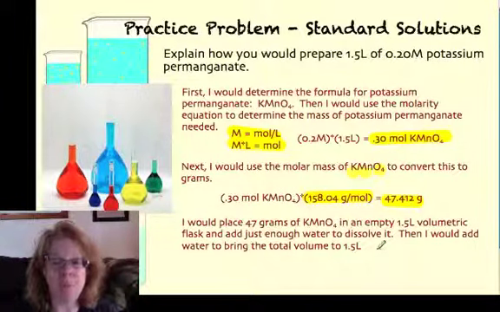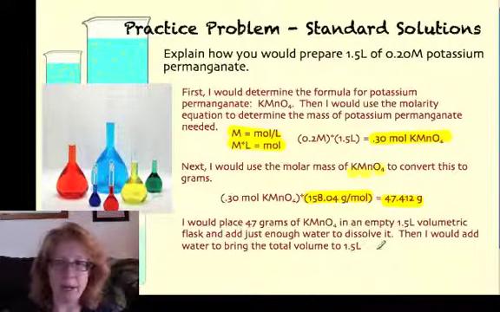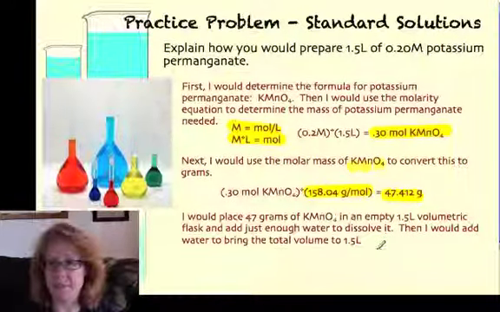47 grams of potassium permanganate takes up space. So if you have 47 grams of KMnO4 and 1.5 liters of water, your final solution volume is going to be too big, and your standard solution won't be quite right. It'll be a little bit off. So there you go, how to do standard solutions with solids.